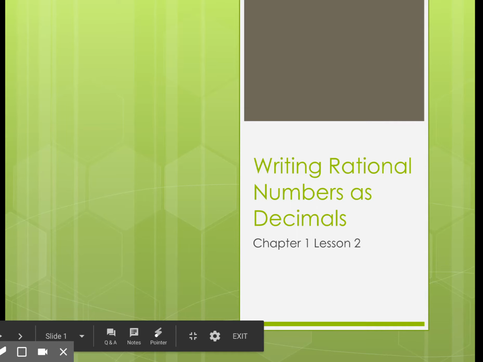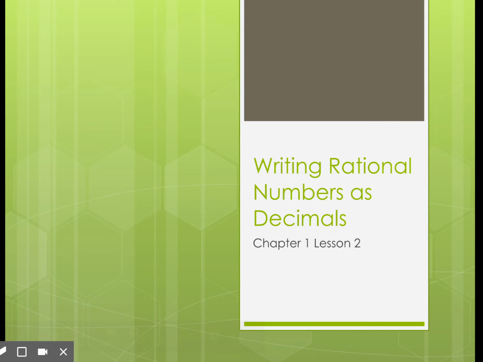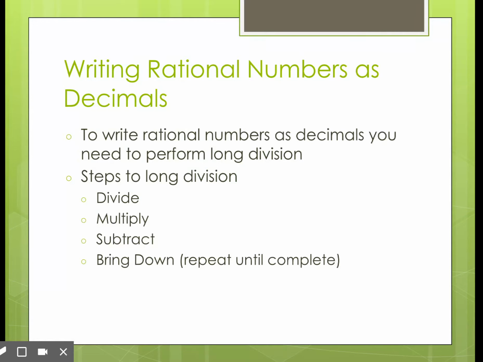Today I'm going to teach you how to write rational numbers as decimals. So we're changing from fraction form to decimals here. To write rational numbers as decimals, you need to perform long division. Just a reminder that the steps to long division go in this order. First we divide, multiply, subtract, bring down, and then we repeat that process until we're complete.